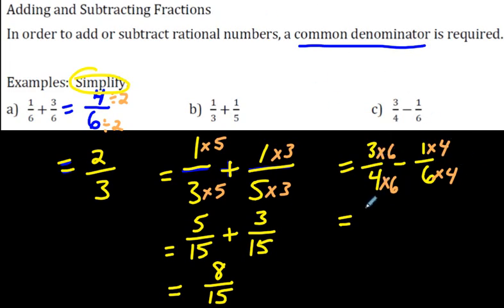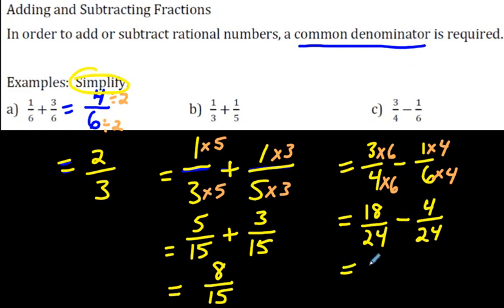3 times 6 is 18. 6 times 4 is 24. Minus 1 times 4 is 4. 1 times 4 is 4. And 6 times 4, luckily, is 24. Isn't that nice? We get the same number on the bottom here. We have a common denominator, as it's set up here, a common denominator.